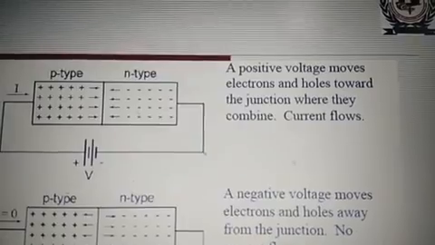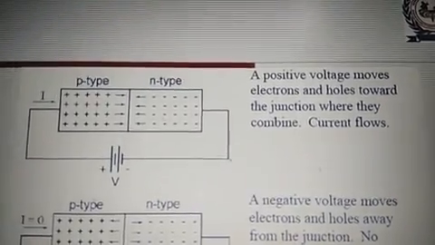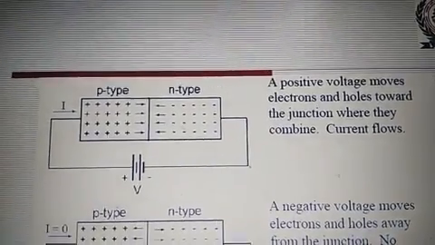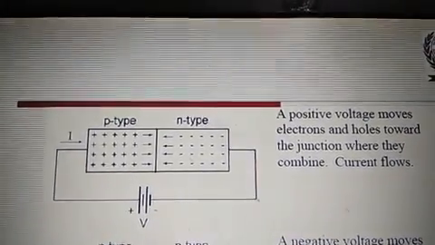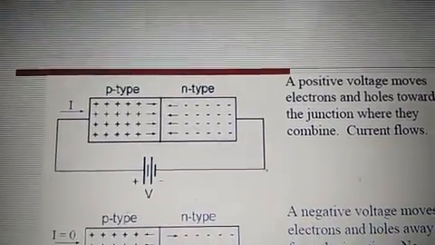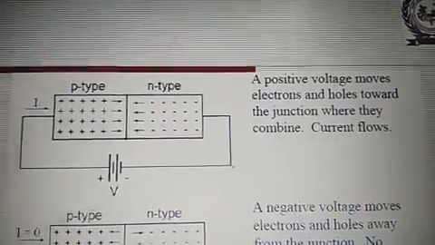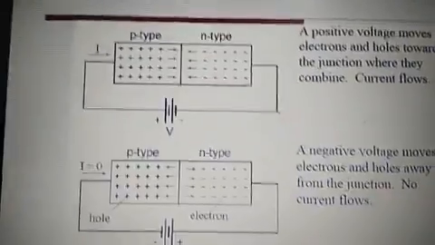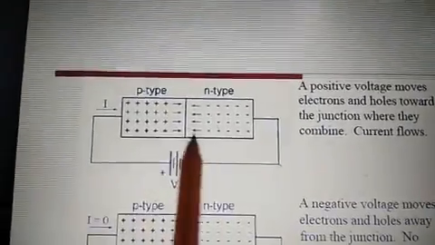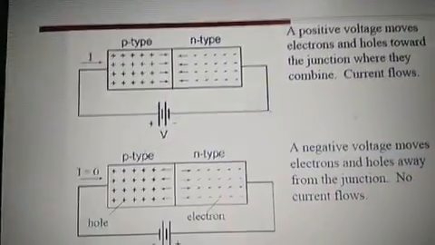A positive voltage moves electrons and holes toward the junction where they combine, and current flows. Here what will happen? They will be combined here and current will flow.